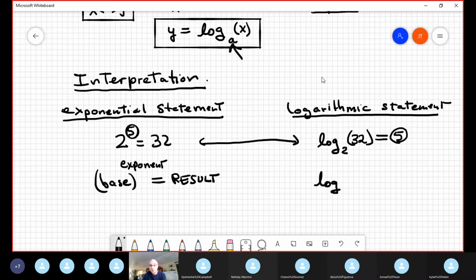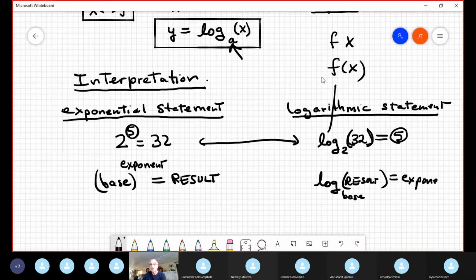You put the log, you put a base here, a small number, the same base, and inside the parentheses, because you can interpret this like function notation, and nobody writes function notation without parentheses. So the parentheses are mandatory. You put the result of the hypothetical exponential, and the answer is the exponent. This is the interpretation.